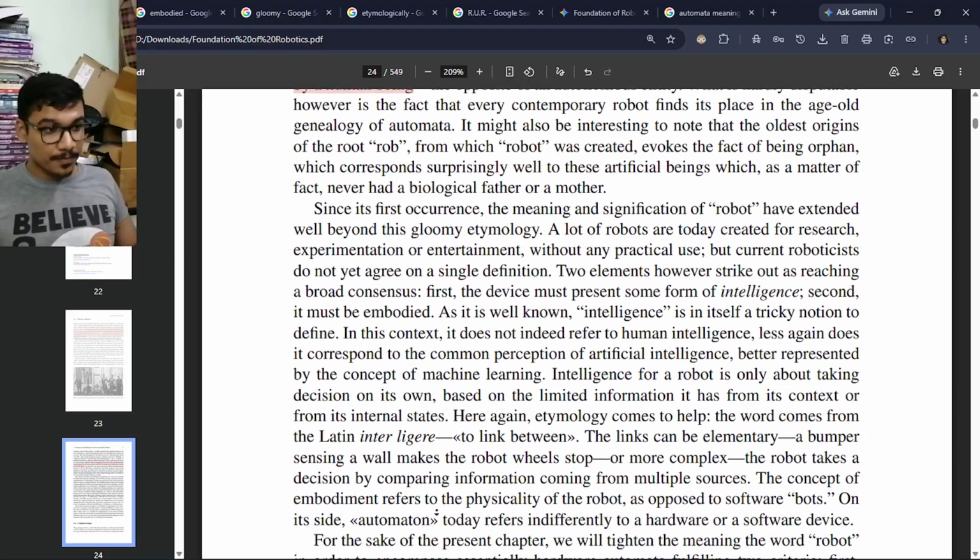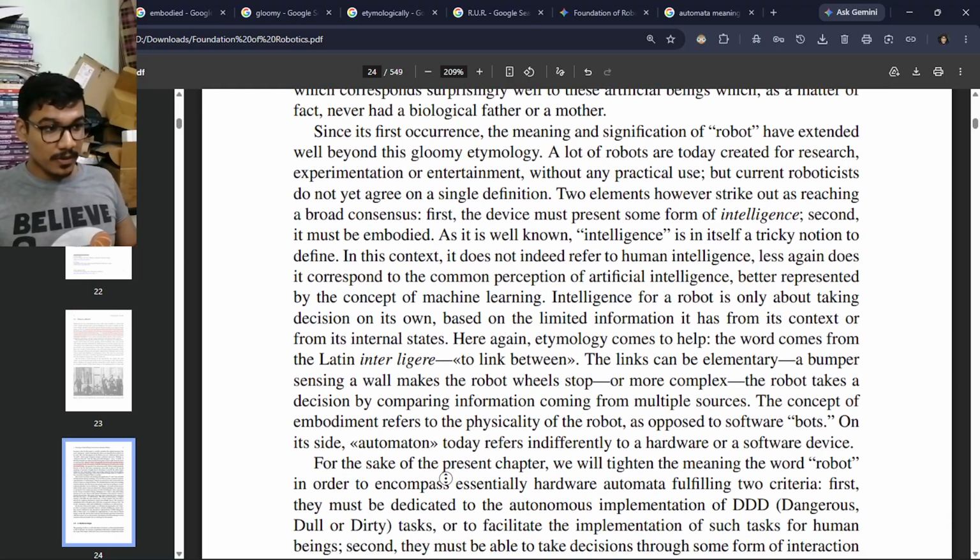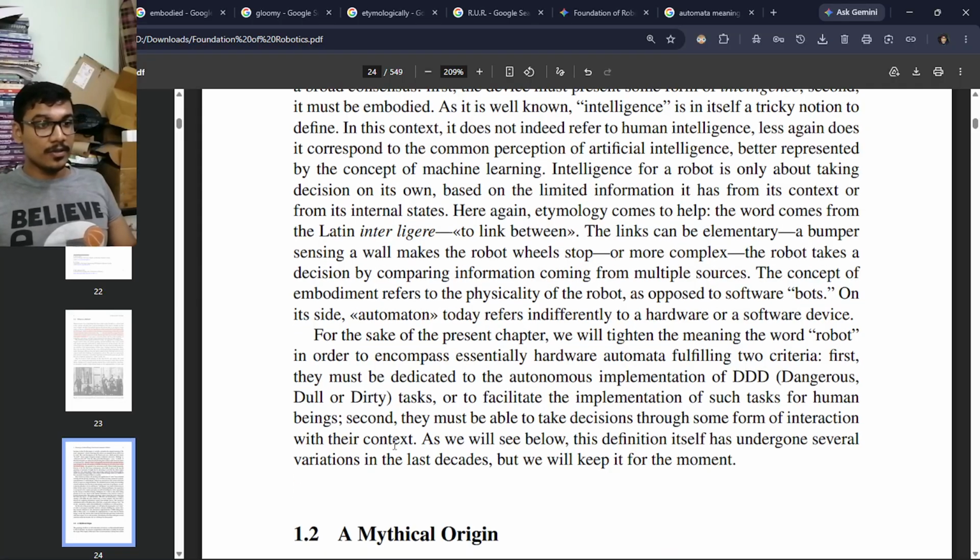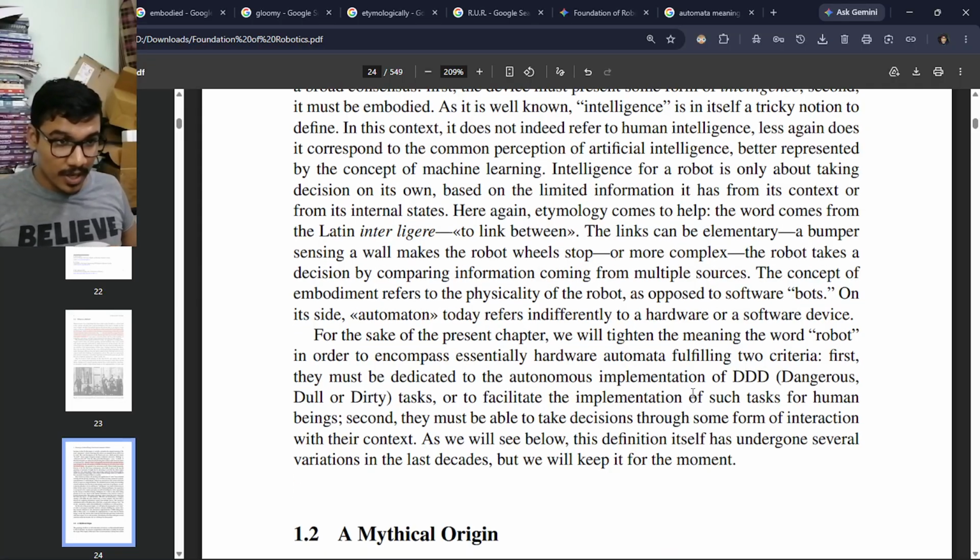First, they must be dedicated to autonomous implementation of DDD, dangerous, dull, or dirty tasks. Okay, so robots are basically dedicated to autonomous implementation of something which is dangerous, dull, or dirty, or to facilitate the implementation of such tasks for human beings.